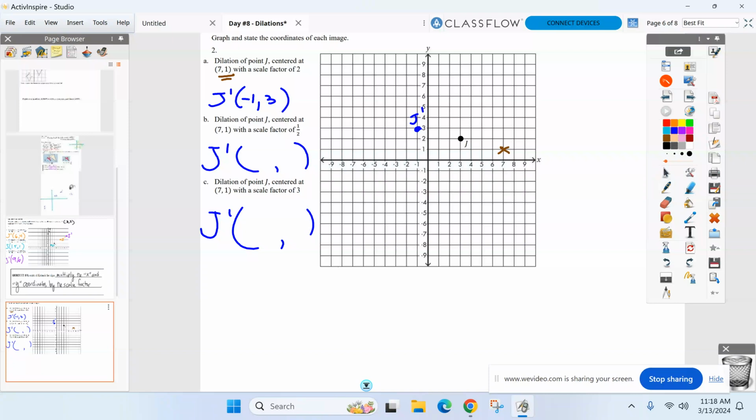So my goal is you understand what happens now in a dilation. Yes, figures get smaller or bigger, but it's because the points get closer or further away from your center.